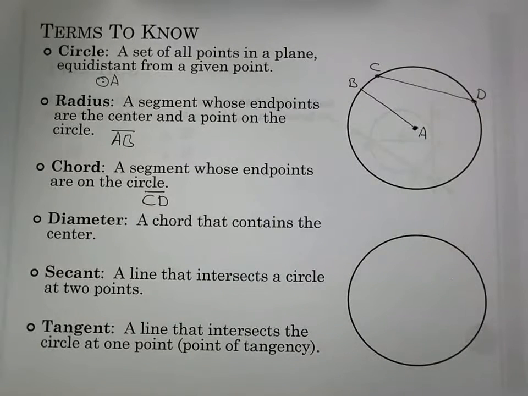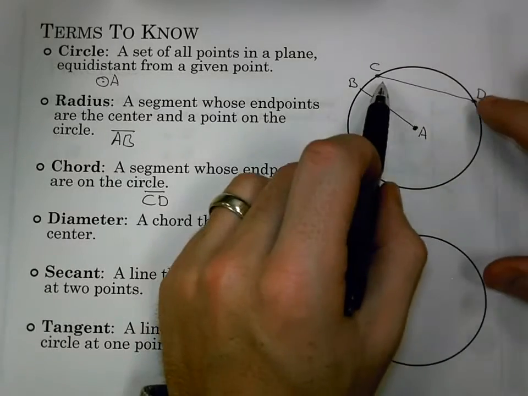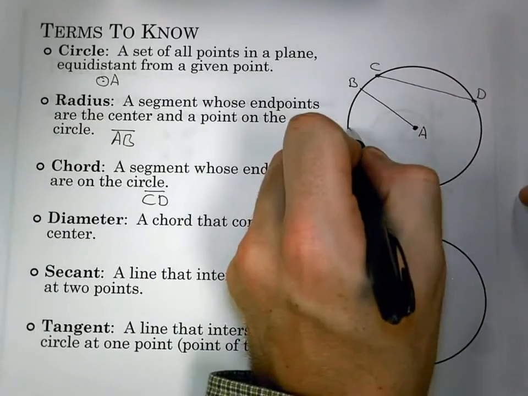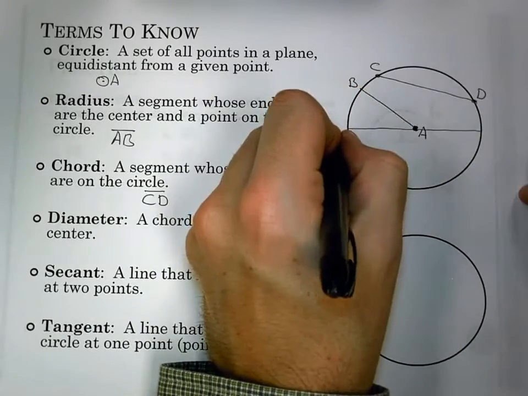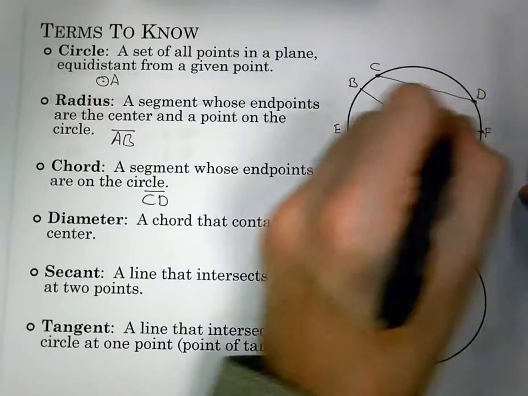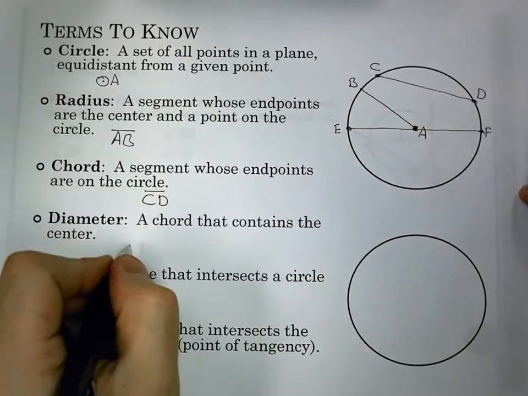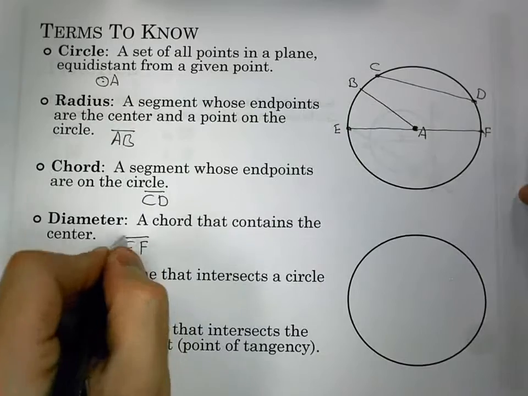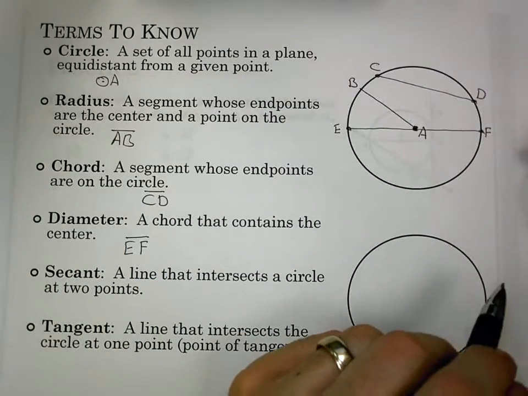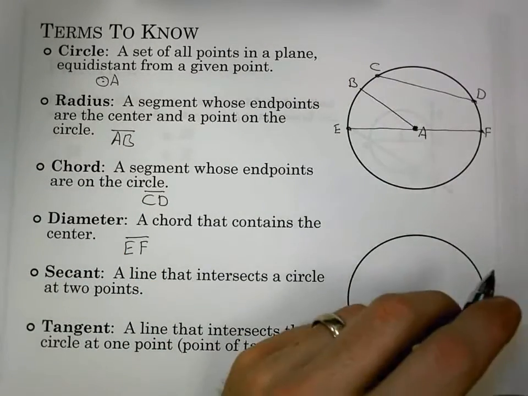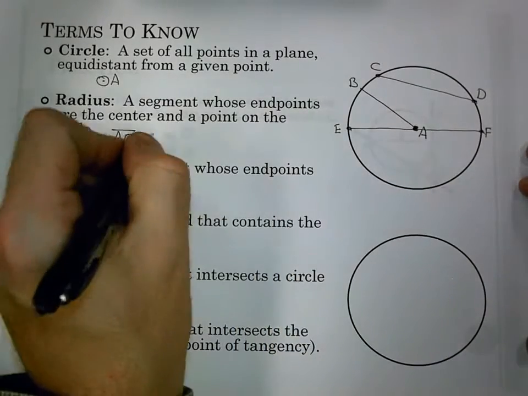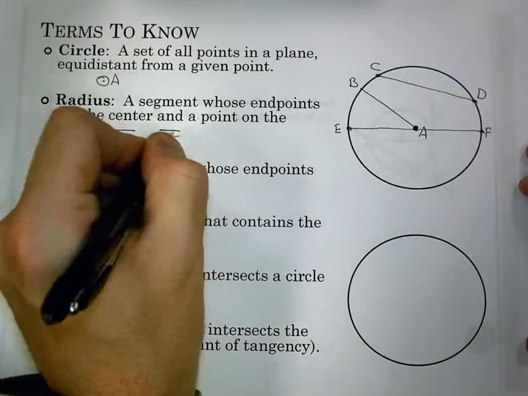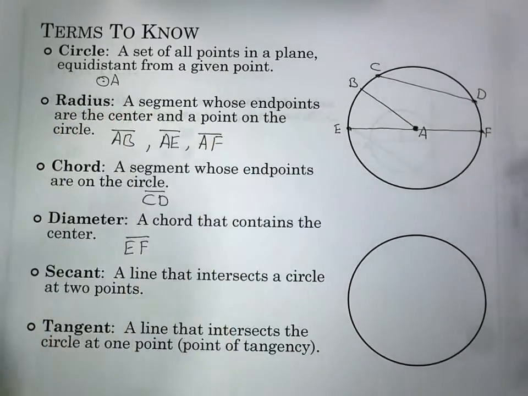Next, we have a diameter, and a diameter is a special type of chord. This would be a chord that contains the center. So if I moved down this chord so that it went through the center, let's call this one EF, that would be our diameter. Now, since we have that diameter, we also may remember that a diameter is twice the radius. It's really two radiuses put together. I have the radius here and a radius here. So let's add our other names for the radius. AE and AF are also a radius.